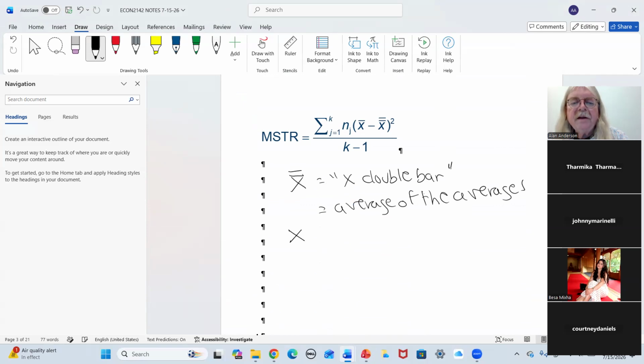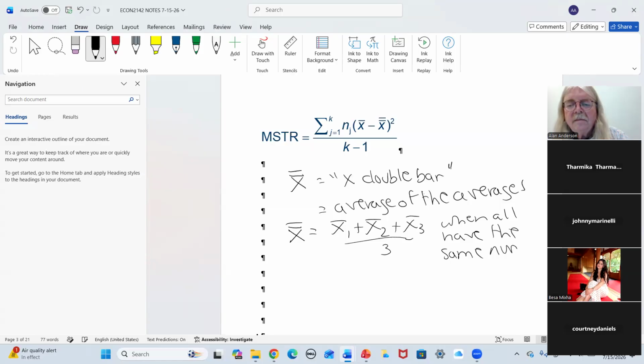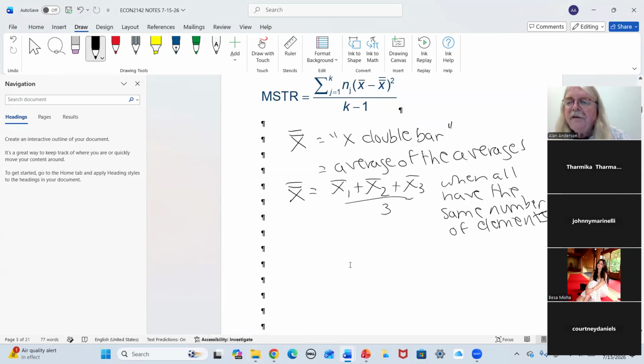So when they all have the same number of elements, which is not always the case, you could do this. If not, then you're just literally adding up everything in the table and dividing by the number of elements. Okay. So if not, then you will add up all the elements in the table and then divide by the number of elements in the table.